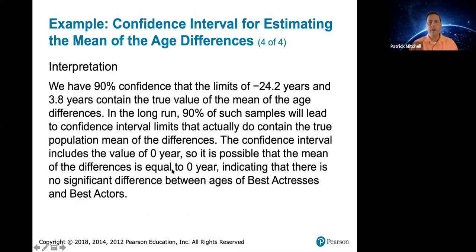All right. So in the long run, 90% of such samples will lead to confidence interval limits that actually do contain the true population mean of the differences. This confidence interval does include the value 0. So it is possible that the mean of the differences is equal to 0. And that indicates that there is no significant difference between ages of best actresses and best actors. And that's the end of section 9.3.